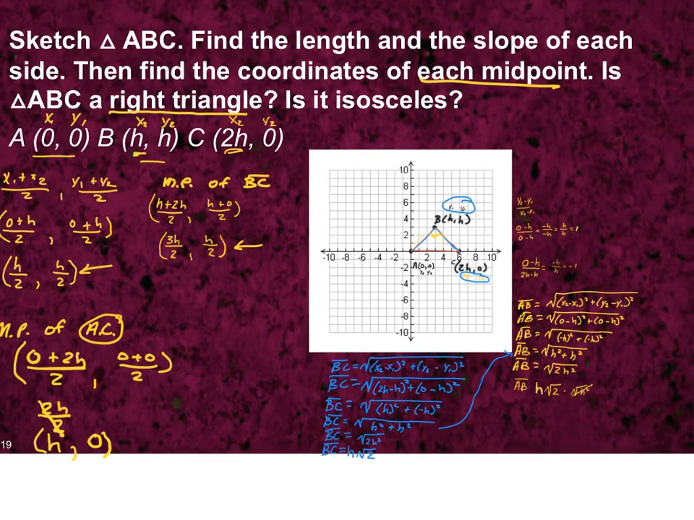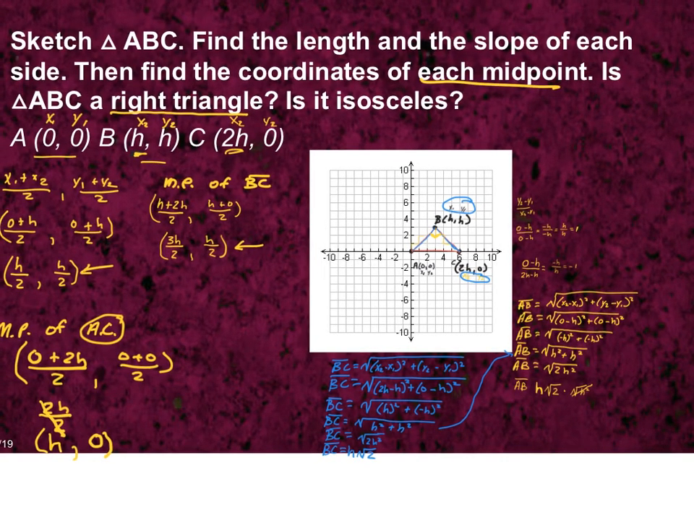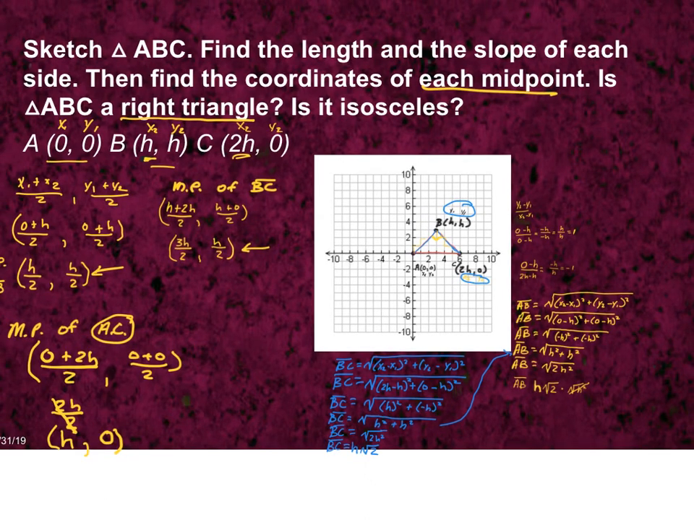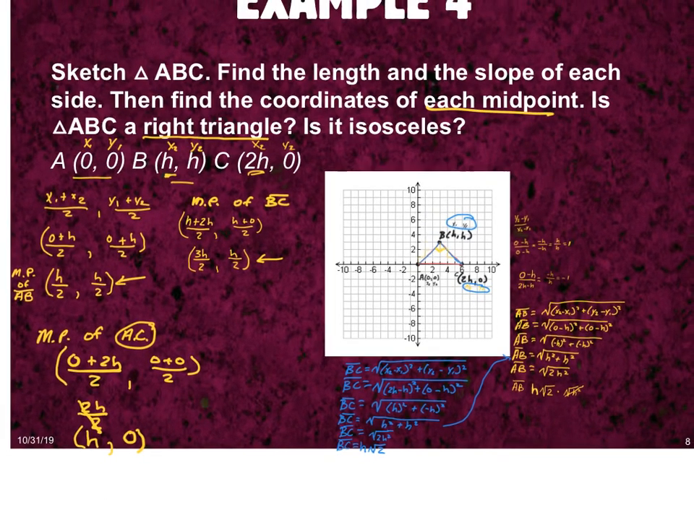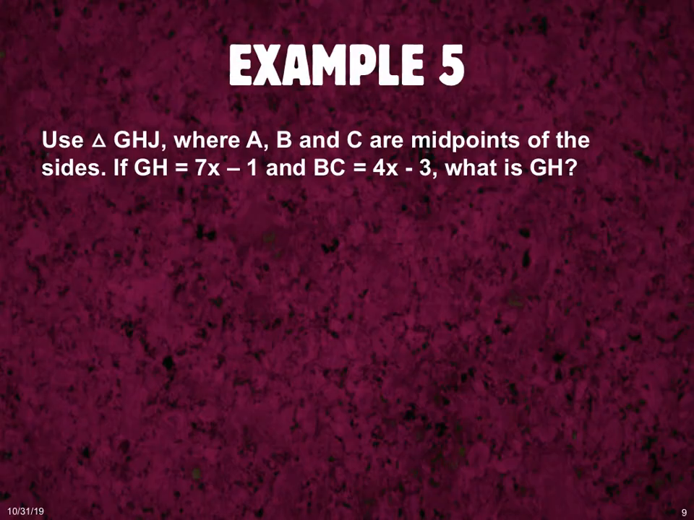So long problem there. Is it isosceles? They sure are because two of the sides are congruent. It's an isosceles right triangle based on that. That was a long problem, a lot of work there.